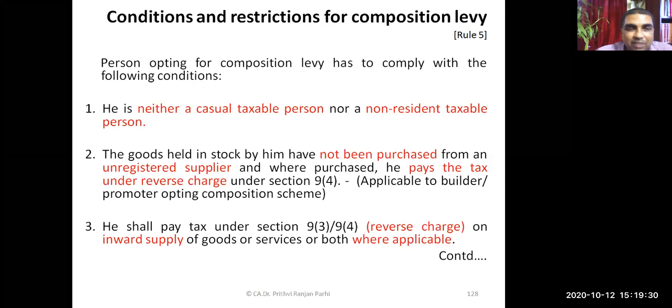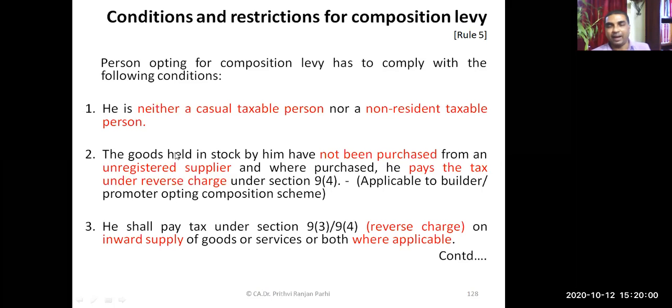And one of the conditions of this composition levy is that you have to see that the composition levy dealer is neither a casual taxable person nor a non-resident taxable person. Okay. The goods held in stock by him have not been purchased from an unregistered supplier. This particular condition is applicable in a particular situation. It is applicable to the builder or promoter opting for a composition scheme, not for all.